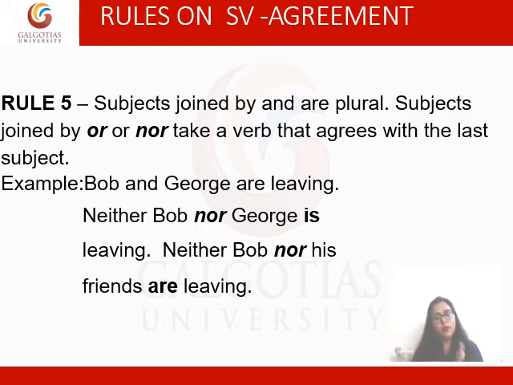Subjects joined by or or nor take a verb that agrees with the last subject. For example, when we say Bob and George are leaving, here both the subjects Bob and George are combined by and, so it will take a plural verb. Whereas in neither Bob nor George is leaving, because the subjects are joined by nor, the rule applicable is that the verb will be as per the last subject. The last subject here is George, and George is singular, so we'll go by the singular verb is.